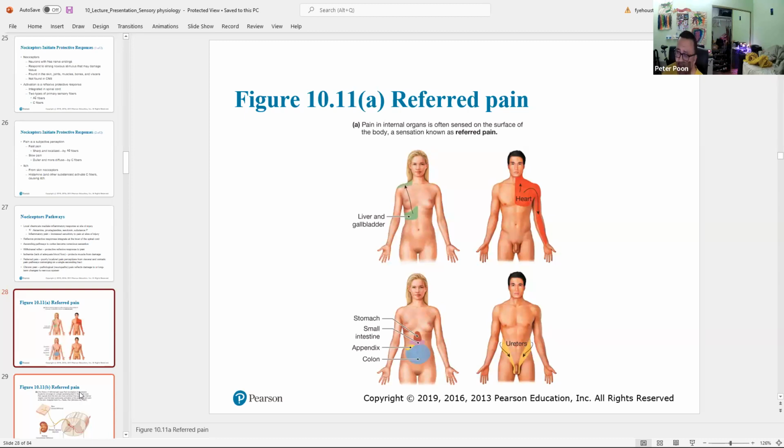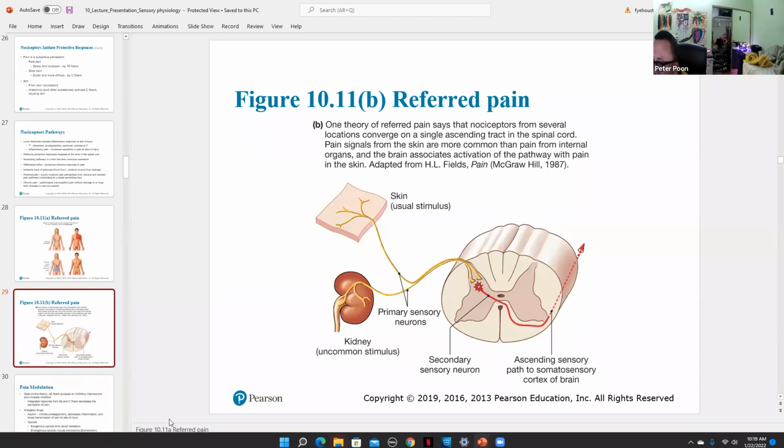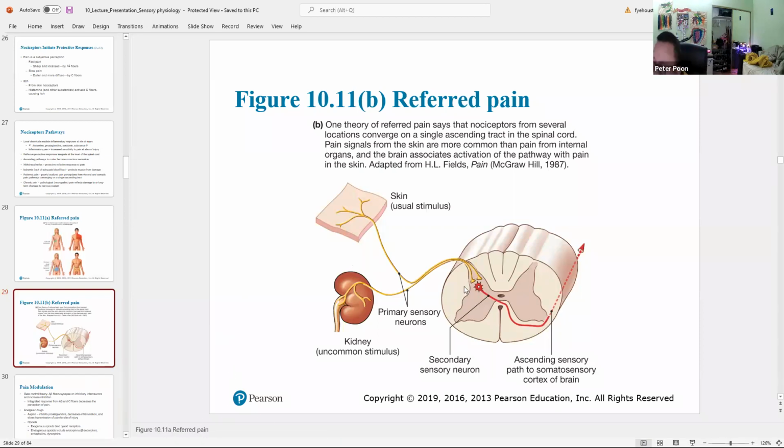So you have tracks that go from any organ back to the brain, and the body chooses somewhere in the same tract and goes, oh, it's going up the same track, so it must be this thing instead. Because they're traveling in the same tract, instead of being kidney pain, it's usually felt somewhere else.